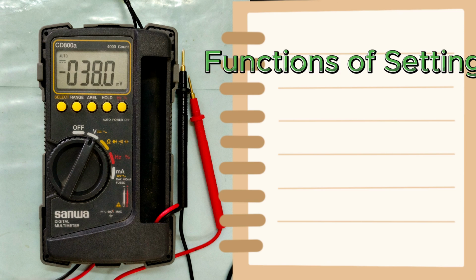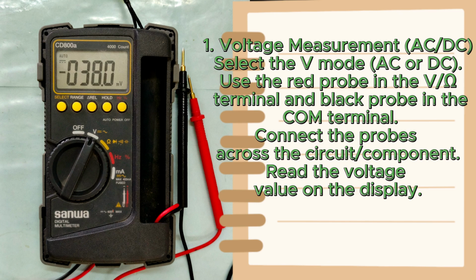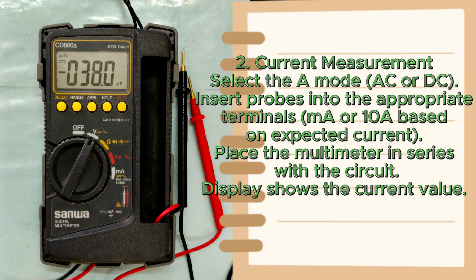Functions of settings. 1. Voltage measurement, AC/DC. Select the V mode, AC or DC. Use the red probe in the V terminal and black probe in the COM terminal. Connect the probes across the circuit component. Read the voltage value on the display.